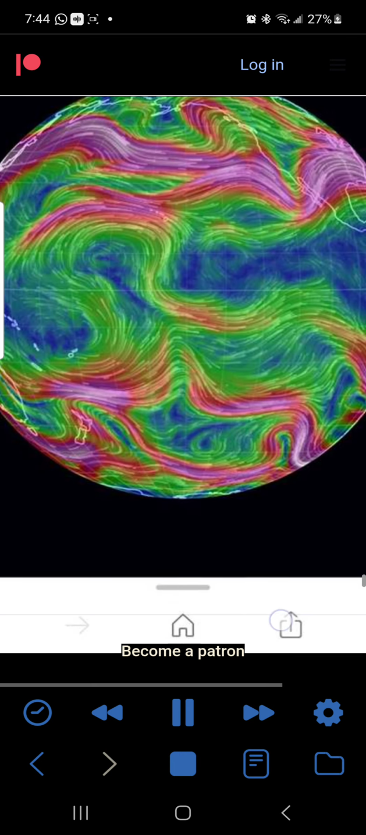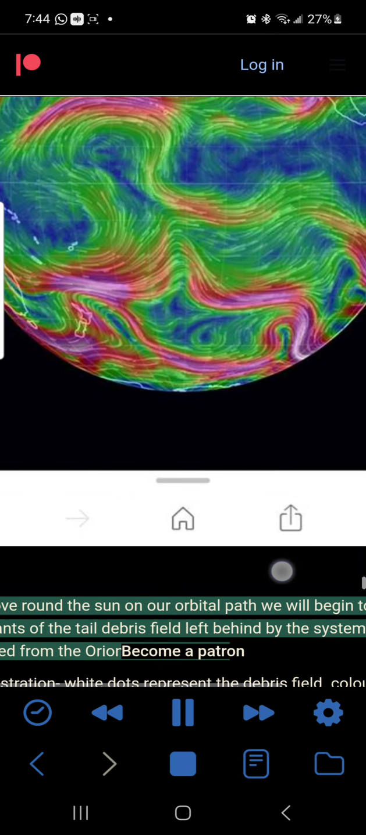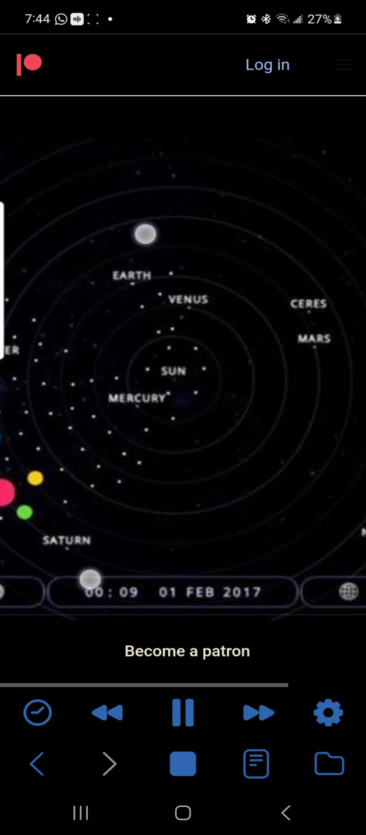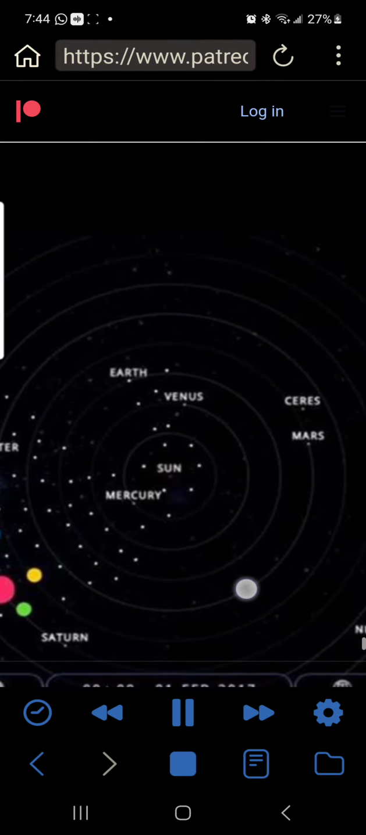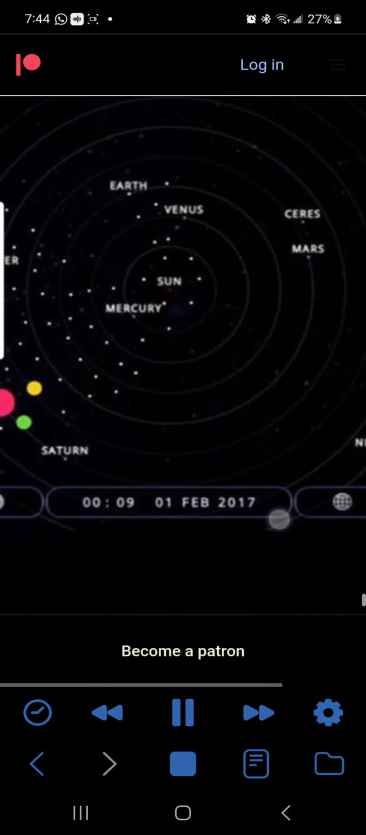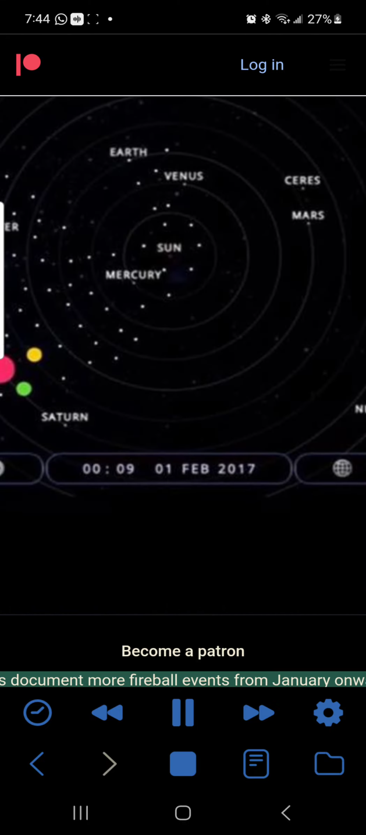As we move round the Sun on our orbital path, we will begin to enter the remnants of the tail debris field left behind by the system as it approached from the Orion constellation. A little illustration: white dots represent the debris field, colored dots represent the system. Just a rough guide. We always document more fireball events from January onward.